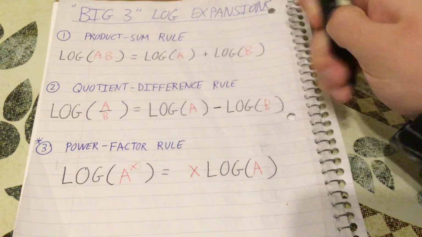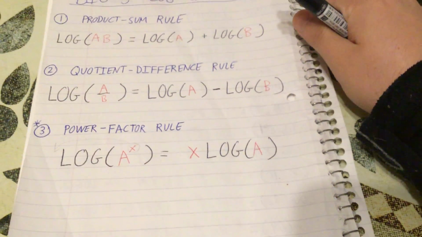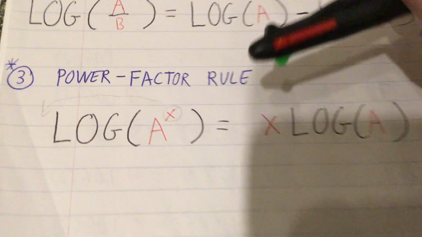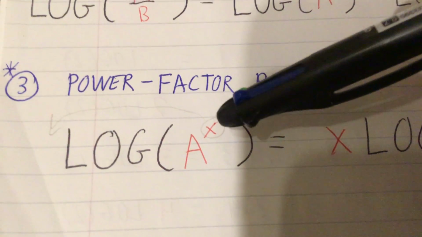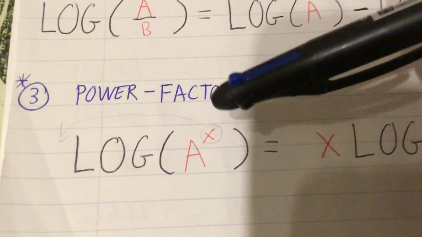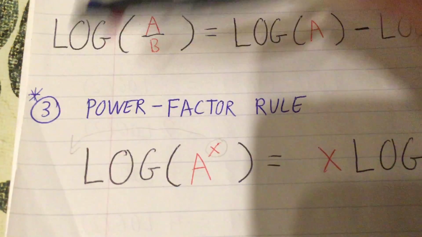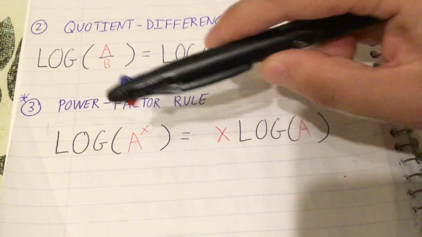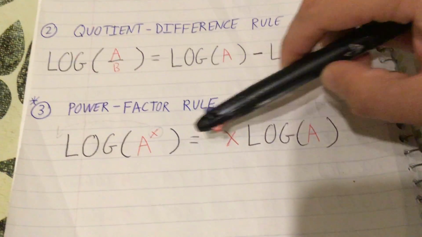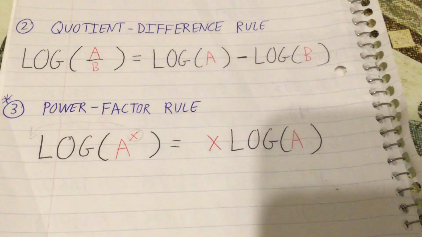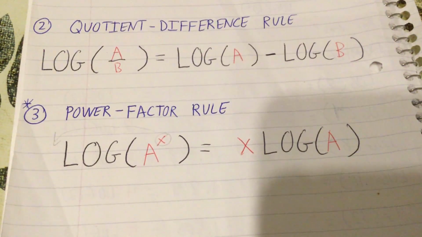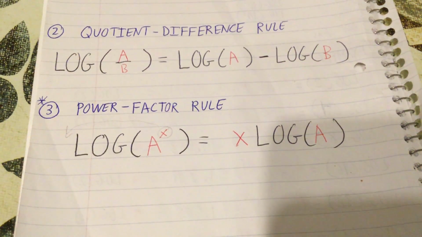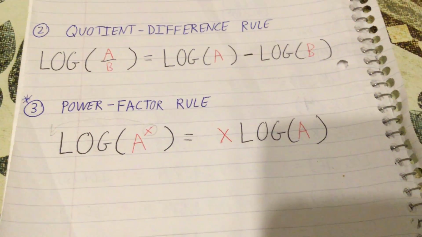And finally, the most important rule is the power factor rule. In other words, if there's an exponent inside of your logarithm, then that exponent flies to the front, becoming x log of a. So log of a to the x power, the x can Superman to the front and become x log of a. And I put an asterisk on there because at the end of the video I'm going to address why, to me, it's the most important rule.